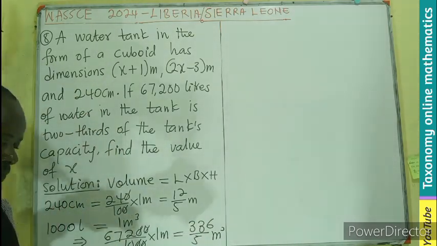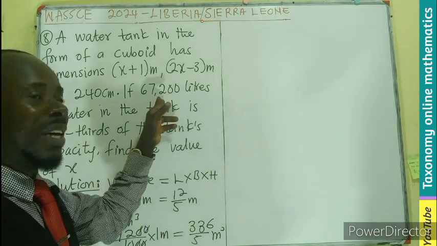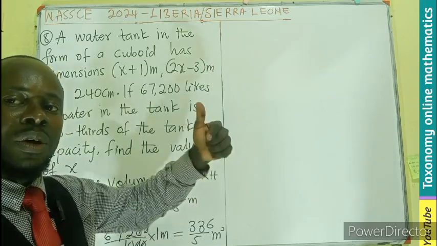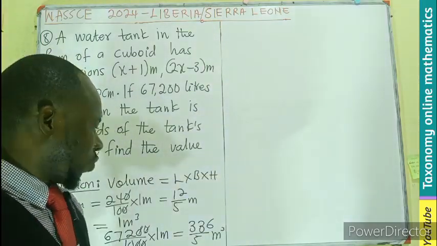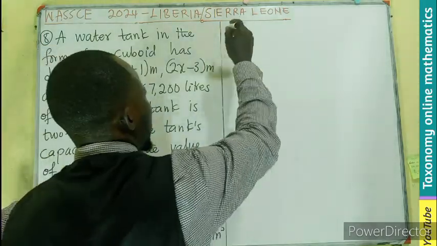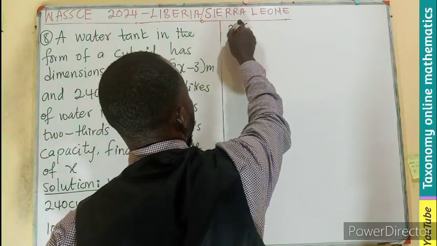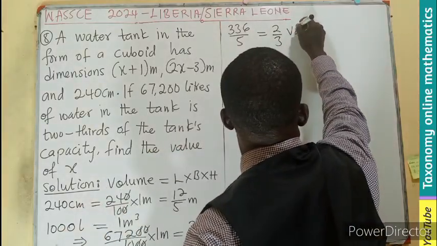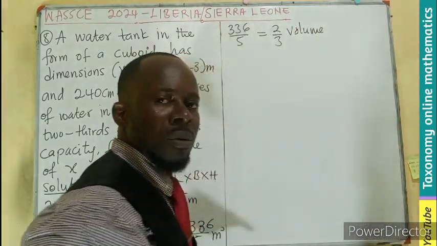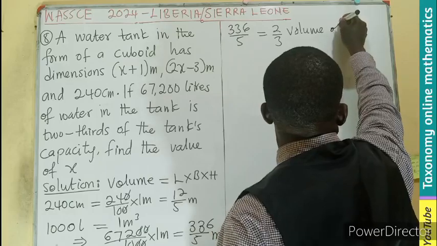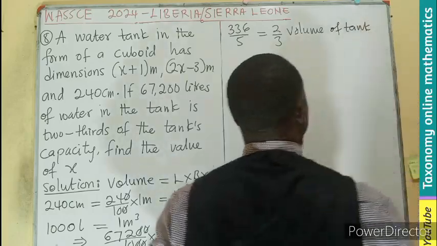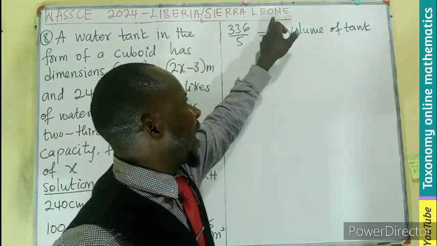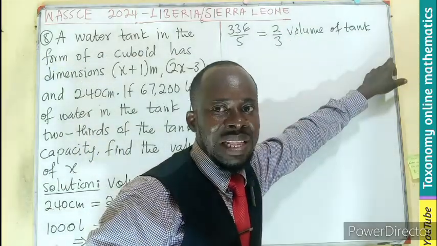So this value we are seeing here is just the volume of water in the tank. That volume of water is just 2/3 of the actual volume. So let's see if we can equate that. We can say that 336 divided by 5 is going to be 2/3 of the volume of tank, so that we can differentiate. We are saying that this amount of water in the tank is actually 2/3 the capacity of the tank.